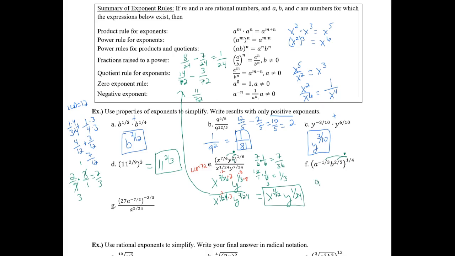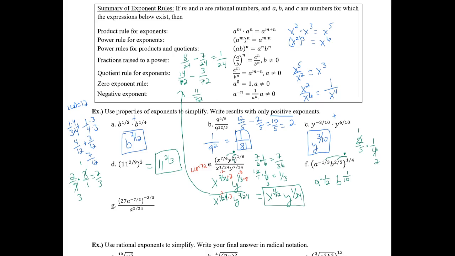So first I have negative 1/3 times 1/4. We multiply. 1 times 1 is 1. 3 times 4 is 12. And a negative times a positive is a negative. Same thing with the b. So 2 times, well actually I'm going to do some side work here. 2/5 times 1/4. We see there's a common factor of 2. So I divide out 2, divide out 2, and I end up with 1/10 for my exponent.